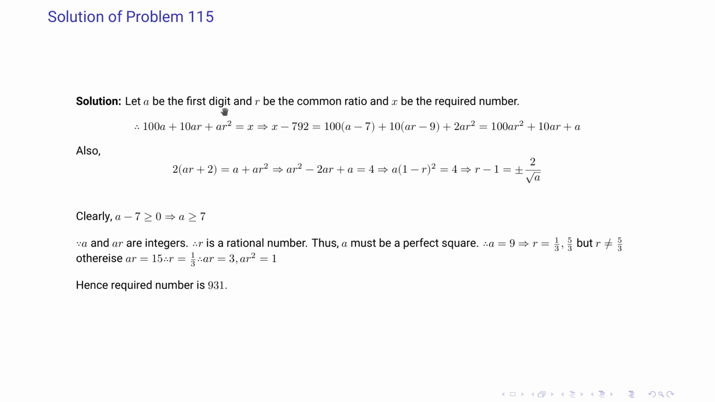So we let a be the first digit, r the common ratio, and x the required number. Then we can write 100a plus 10ar plus ar square is equal to x. Now we subtract 792, and we obtain 100 into a minus 7 plus 10 into ar minus 9 plus ar square minus 2. This is equal to 100ar square plus 10ar plus a. That is, the digits are reversed in this case.